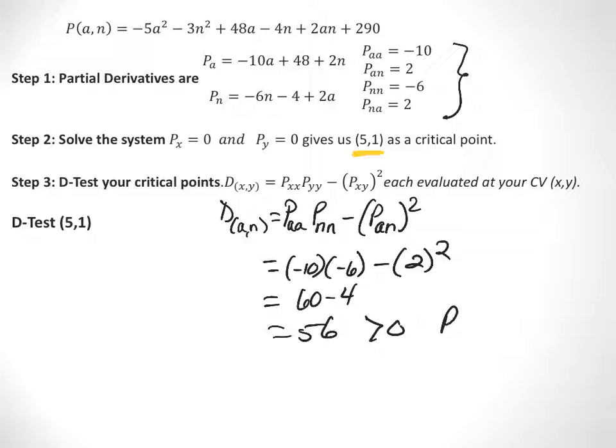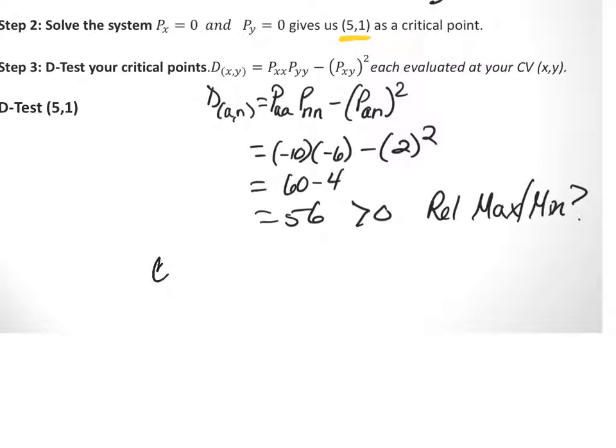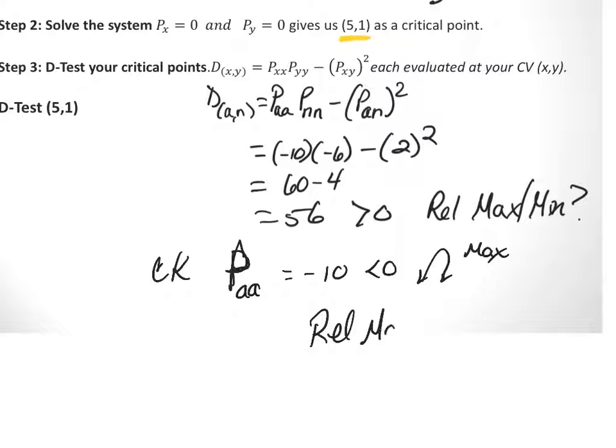So that means we have a relative max or min. We have to check. So let me scoot this up. Let's go ahead and check the second order, and we're working with p. The second order partial derivative, p sub AA. Well, p sub AA, and I moved my paper up, p sub AA is negative 10, which is less than 0, which means we have a max. So we have a relative max at our candidate point, which is 5, 1.